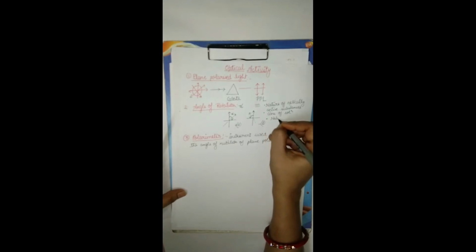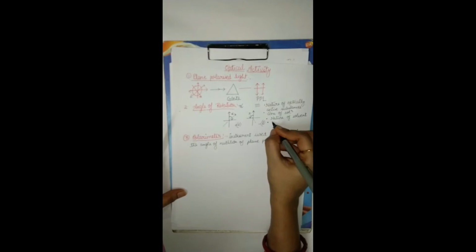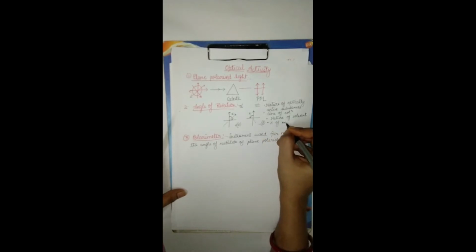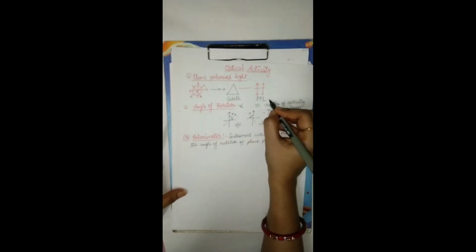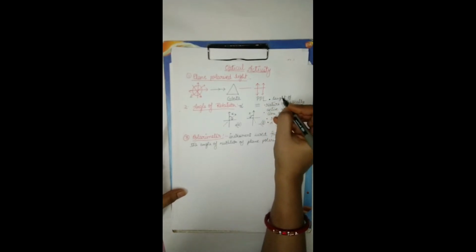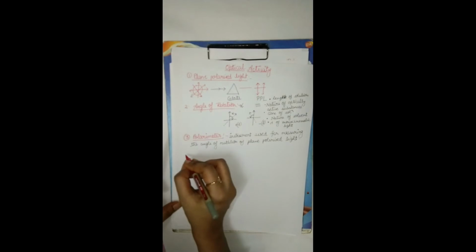Nature of solvent. Wavelength of monochromatic light. And we can say length of the solution we are also taking. Length of solution.